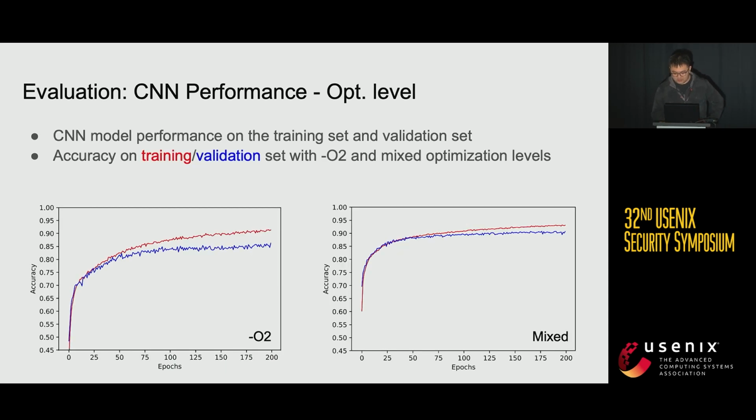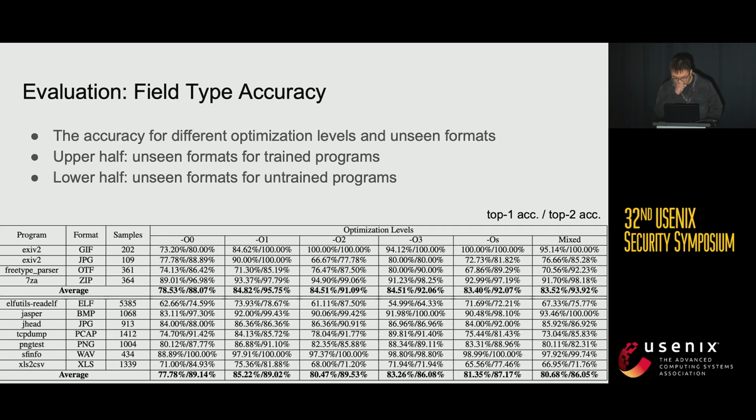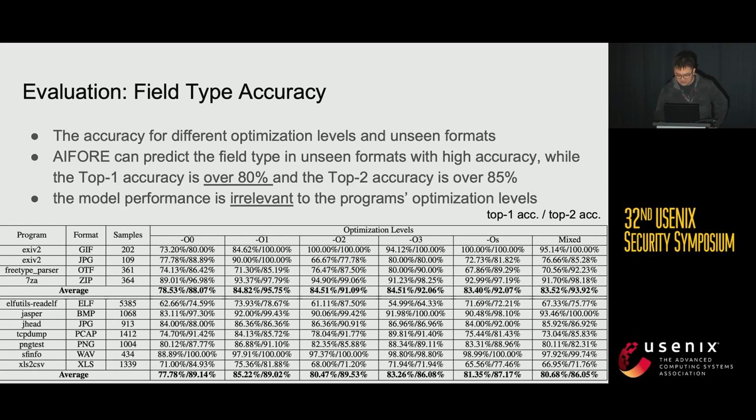We measure the accuracy changes during training on the training set and validation set. The final accuracy is over 85% and stable for different optimization levels. According to the training set, we measure the type classification accuracy for unseen formats with trained programs and unseen formats with untrained programs. From the results, we can conclude that AIFORE can predict the field type in unseen formats with high accuracy, and the module performance is irrelevant to the program's optimization levels.